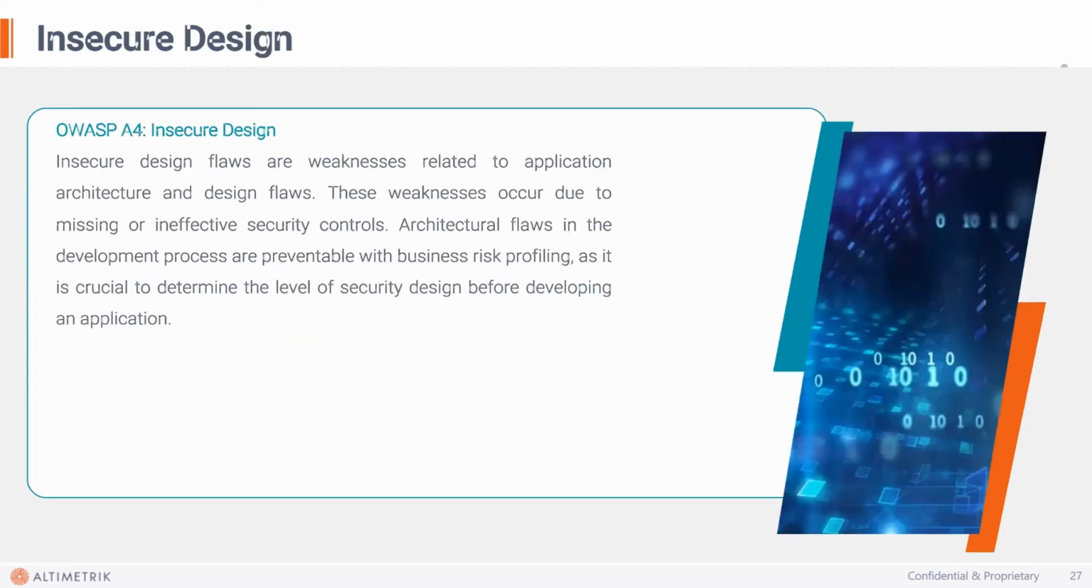The next vulnerability that we'll go over is insecure design. So what is that? Insecure design flaws are weaknesses related to application architecture and design flaws. These weaknesses occur due to missing or ineffective security controls. Architectural flaws in the development process are preventable with business risk profiling, as it is crucial to determine the level of security design before developing an application.